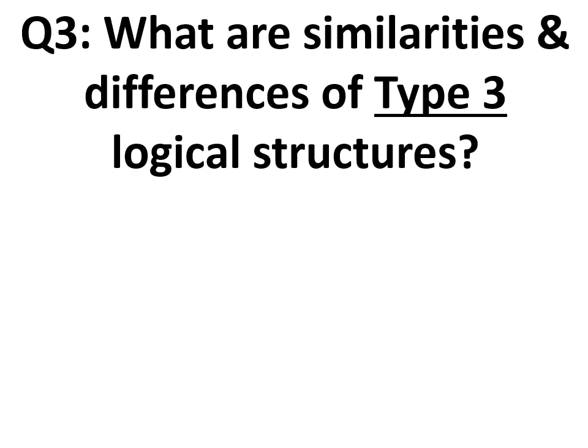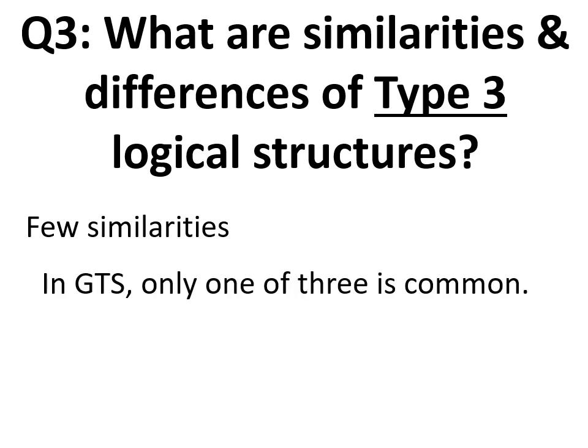So what are the similarities and differences of type 3 logical structures? Honestly, there's not a lot of similarities between these three. We're talking about longitudinal research, meta-analyses, and action research. Beyond the fact that they're ways to structure research, they don't really share a lot of similarities. And of these, only one is really common in geography and tourism studies, and that would be longitudinal analysis.